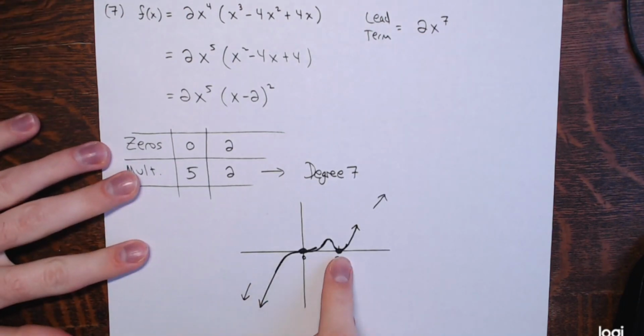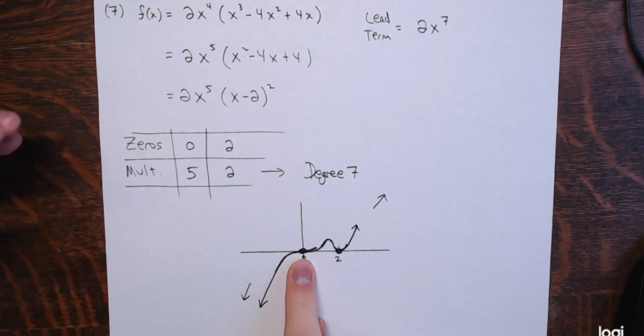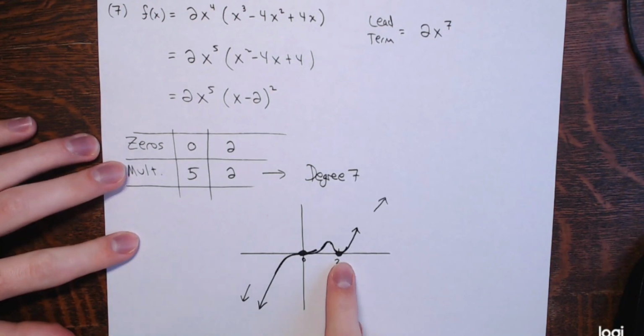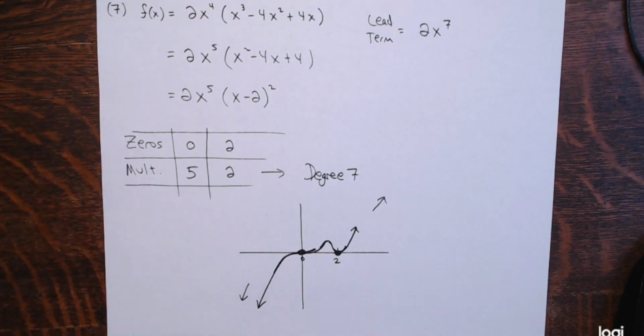If it's got an odd multiplicity, it's going to cross over. If it's got an even multiplicity, it's going to bounce off, right? And the higher the multiplicity is, the flatter it will be, however you want to define flatter. The flatter it will look near those zeros.